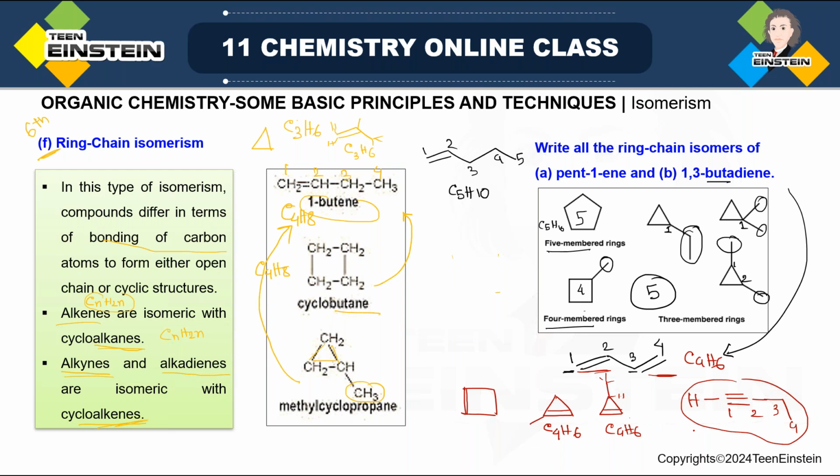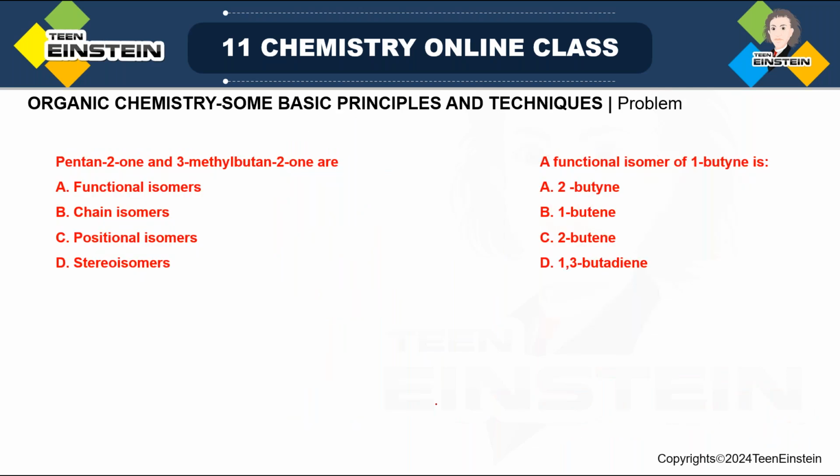And how can it be a ring chain isomer? Because we do not have any ring. These three are actually ring chain isomers of 1,3-butadiene. Okay. So by solving this example, now it is clear what it actually means. Now all the structural isomers, we can discuss one problem because we still have some time.